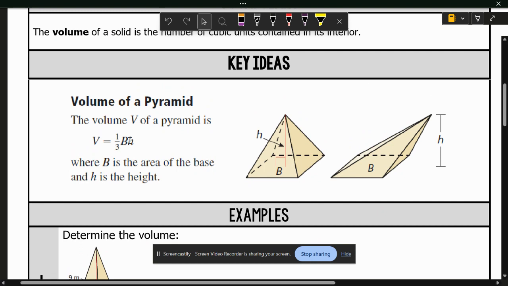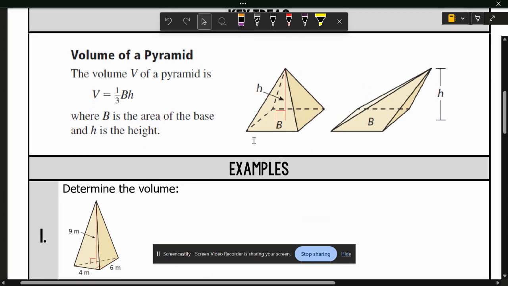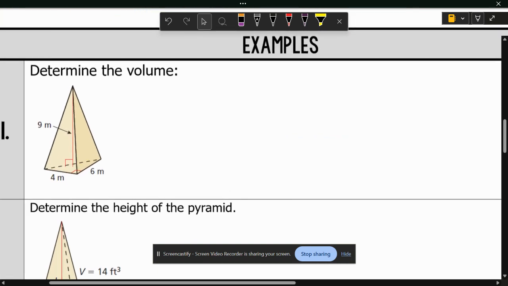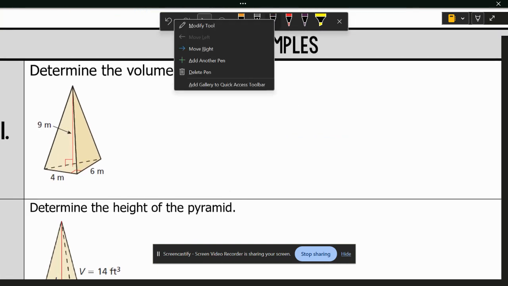Volume is equal to 1/3 the base times the height of the pyramid, where the base is the area of the base. In a lot of these cases, we'll either be dealing with some type of rectangle or square or a triangle. So let's get into it. Determining the volume. First thing that we want to do is write down the volume formula.